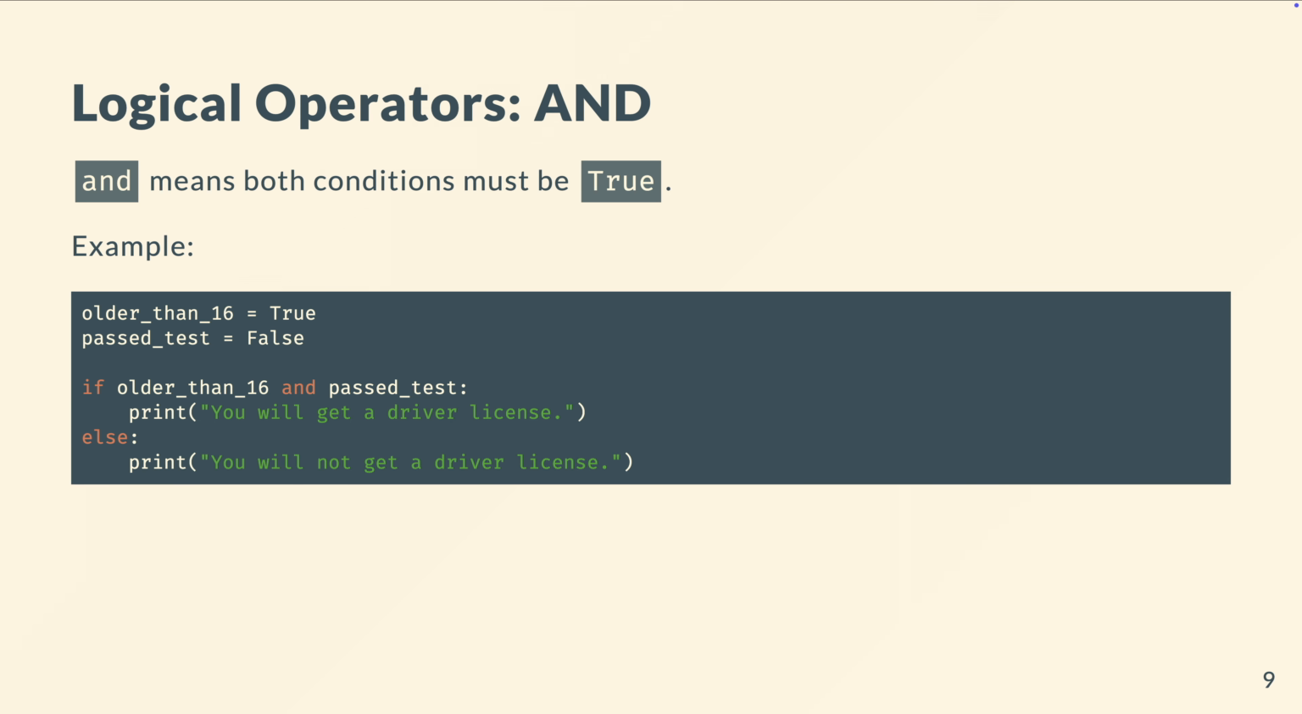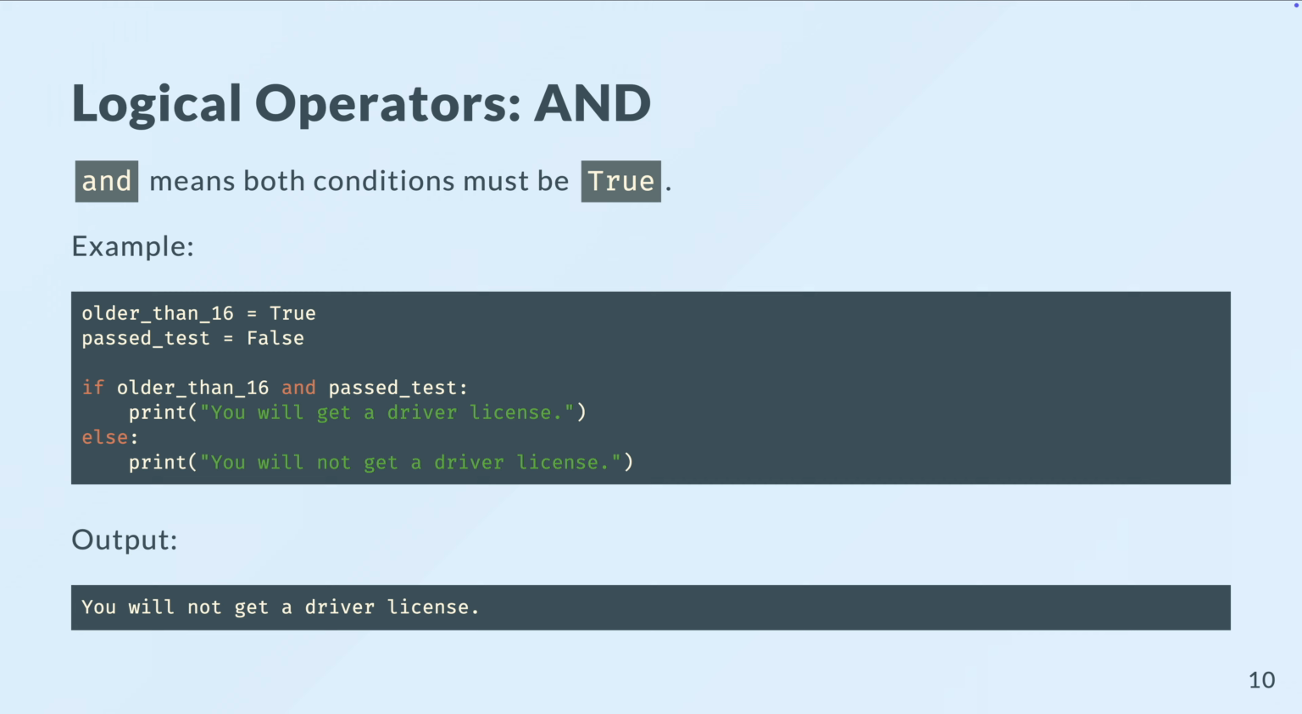Let's see what prints. Here is the output. It prints, you will not get a driver license. Why? Because with and, both sides must be true. But past test is False. So True and False becomes False. The if condition is False, so Python goes to else.